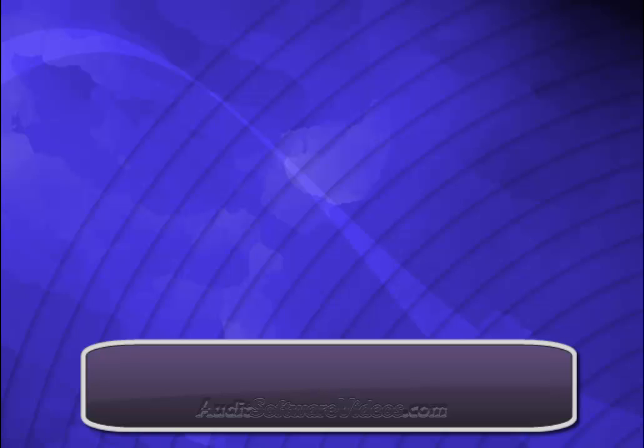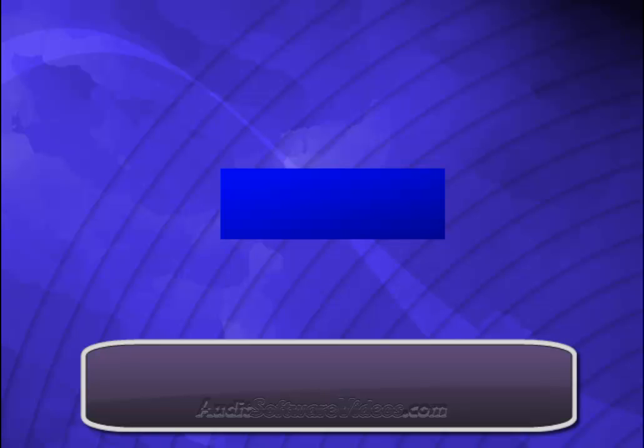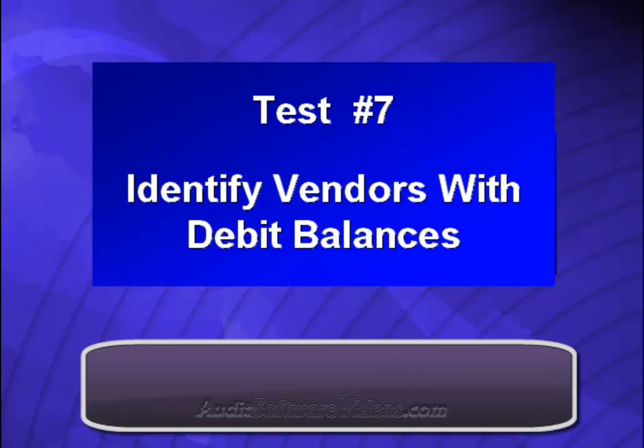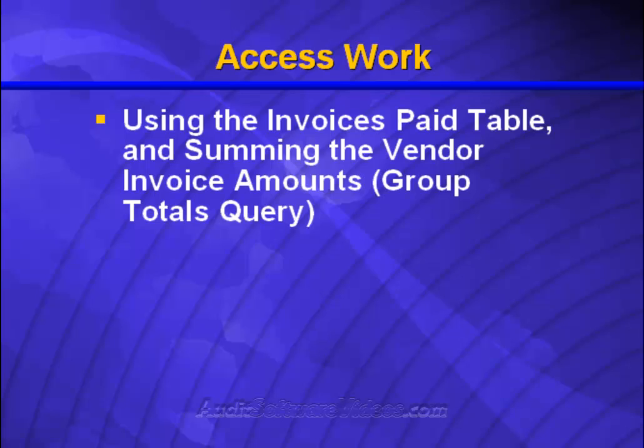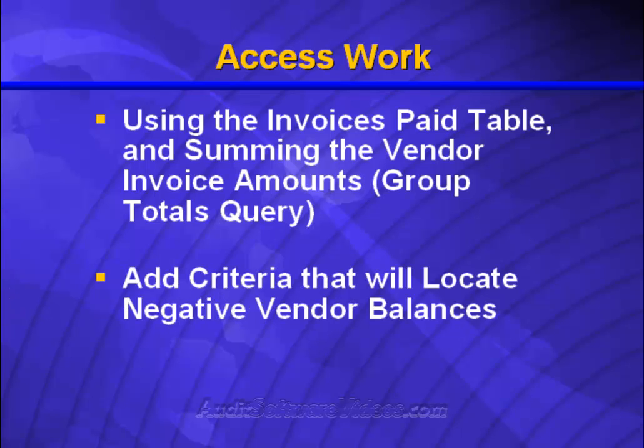Test 7. In this test, we will simply identify vendors with debit balances. We will achieve this by using the invoices paid table and summing the vendor invoice amounts. We will also add criteria that will locate negative vendor balances.